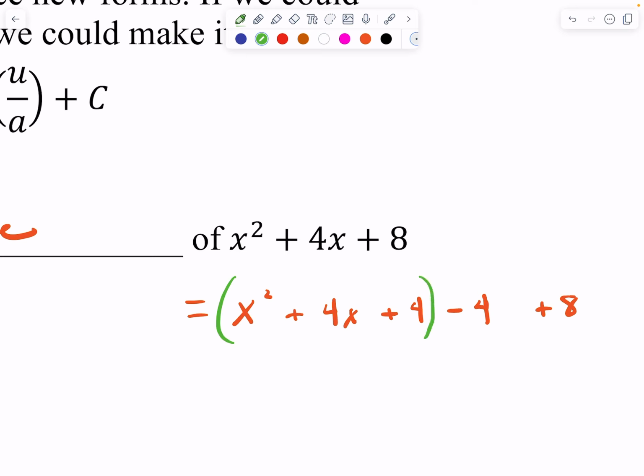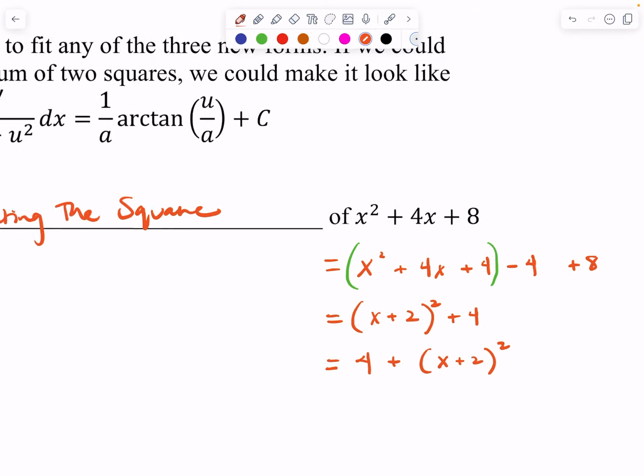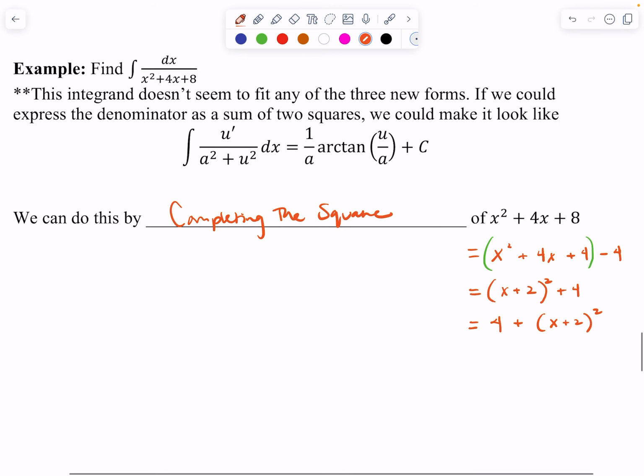And then by the associative property of addition, we can regroup those first 3 terms, which will factor to be a perfect square because it's a perfect square trinomial. And negative 4 plus 8 will be plus 4, which we are allowed by the commutative property of addition to rewrite as 4 plus the quantity x plus 2 squared to help us with rewriting this integral.